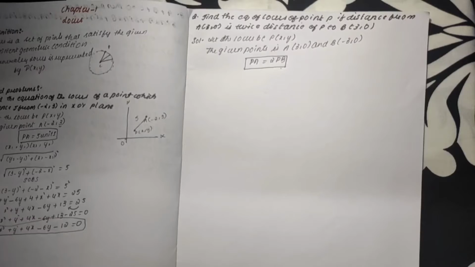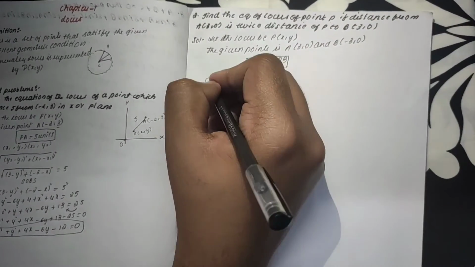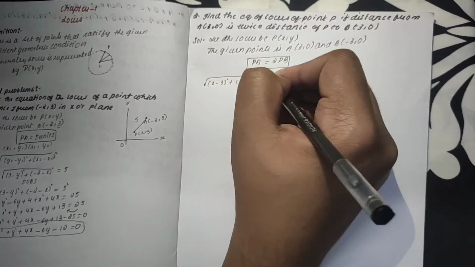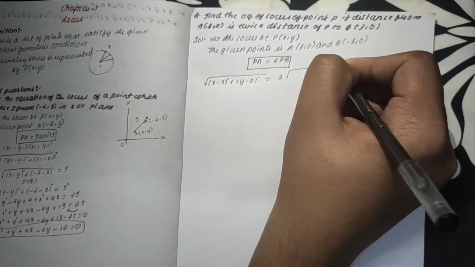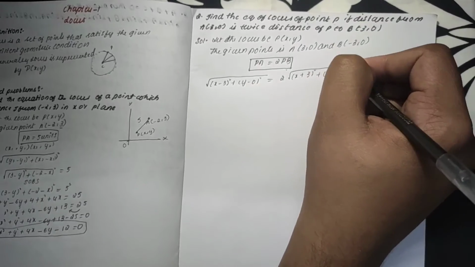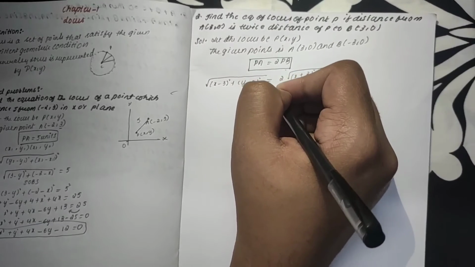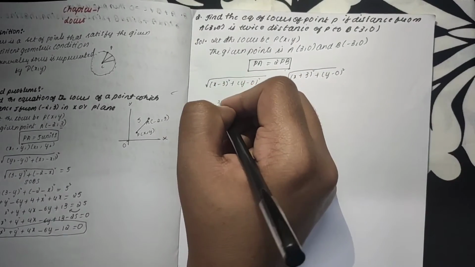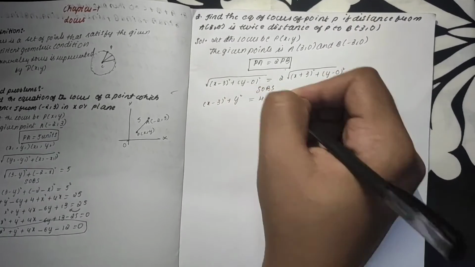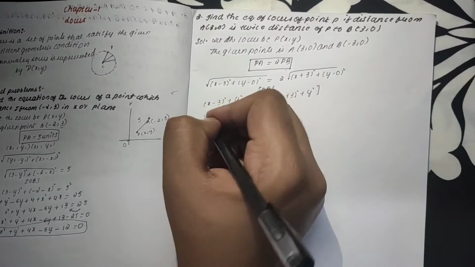So PA, distance from P to A, root over (x minus 3) whole square plus (y minus 0) whole square is equal to 2 into root over (x plus 3) whole square plus (y minus 0) whole square. Distance formula. Squaring on both sides. So this is (x minus 3) whole square plus y square is equal to 4 into (x plus 3) whole square plus y square. Expand these brackets.